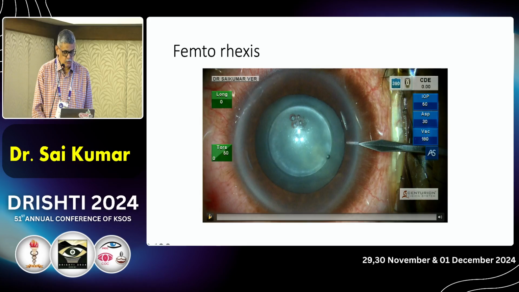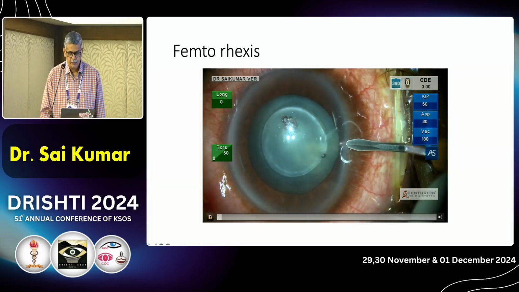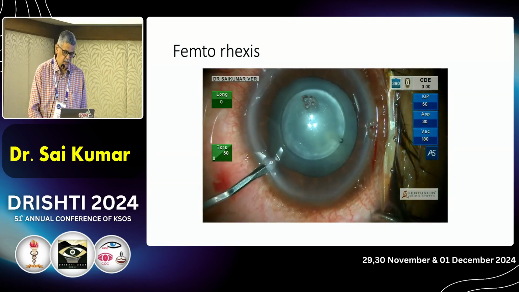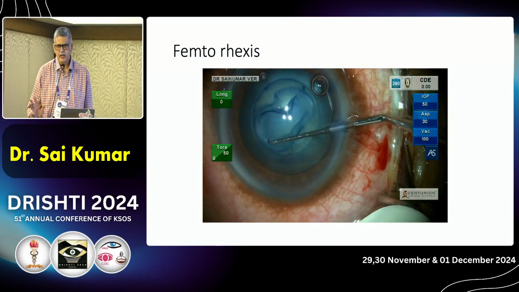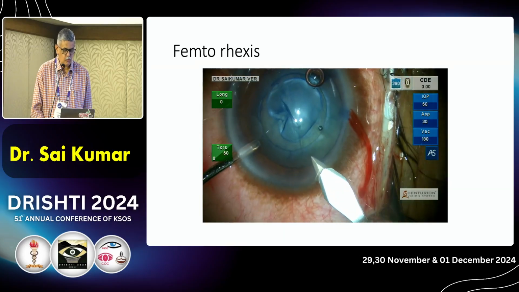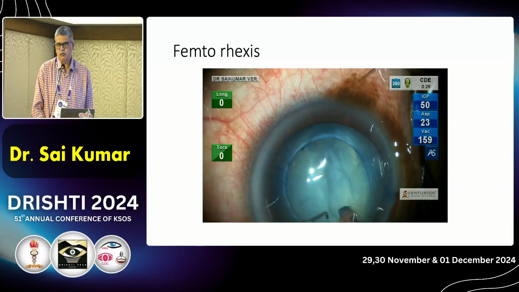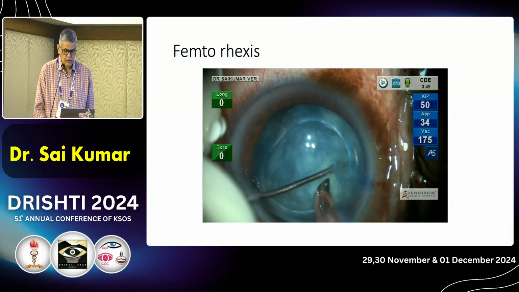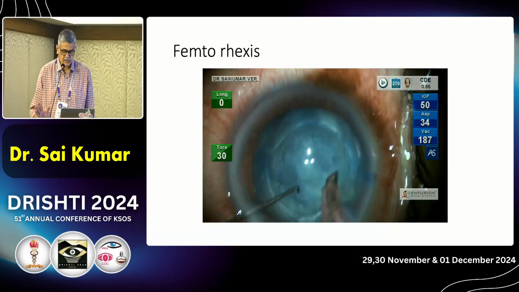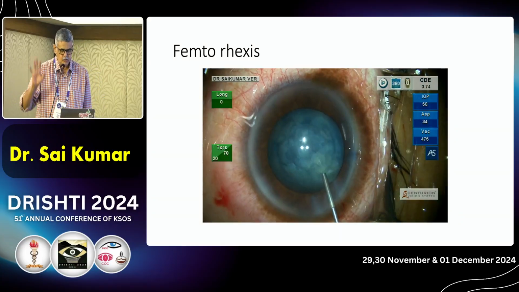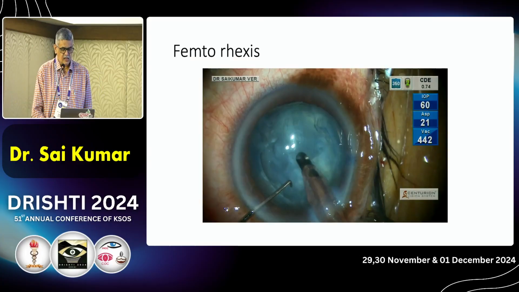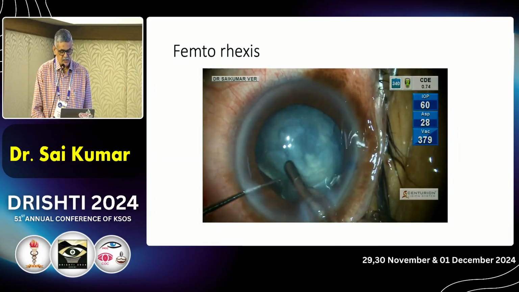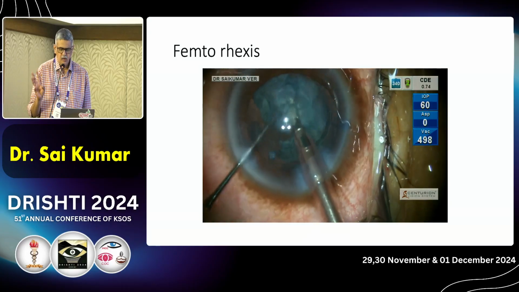This was a femto PPC where the nucleus was a bit white. So I asked my colleague who does femto not to do the lens fragmentation. So only rhexis was done here. Again, I thought that the femto rhexis gives you a very ideal sized rhexis so that you can place the lens in the sulcus whenever you want to. This had a large epinucleus, hardly any nucleus.